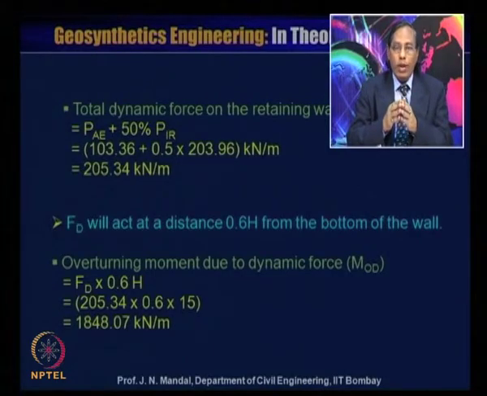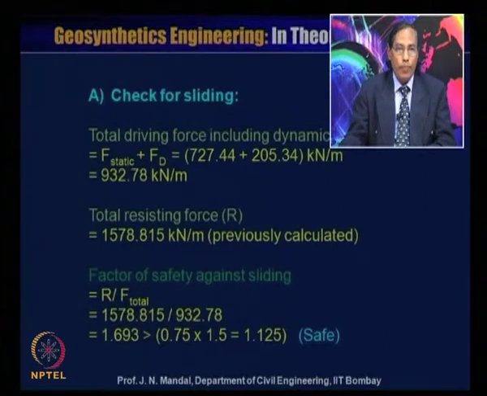Now, what is the overturning moment due to the dynamic force, that is MOD. MOD will be equal to the total dynamic force FD into 0.6H, that means 205.34 into 0.6 into 15, that means 1848.07 kilonewton meter per meter. This is the overturning moment due to dynamic load. Now, you have to check for the sliding.